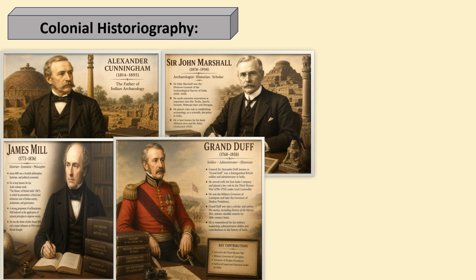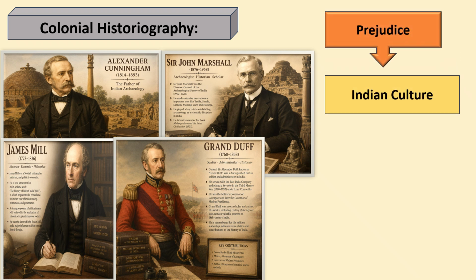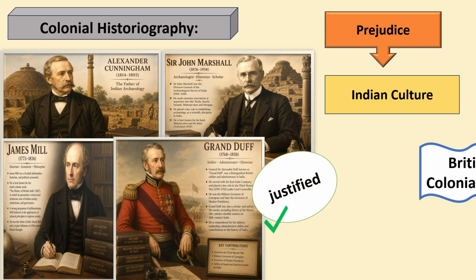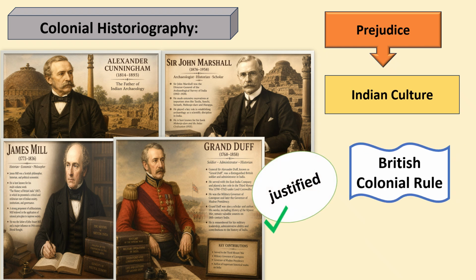Colonial Historiography. The writings of the earlier British scholars who studied and wrote about Indian history reflected prejudice towards the Indian culture, as their writings justified the British colonial rule. Such kind of a record is called colonial historiography. For example, the 5 volumes of Cambridge History of India published during the year 1922 to 1937 are distinct examples of colonial historiography.